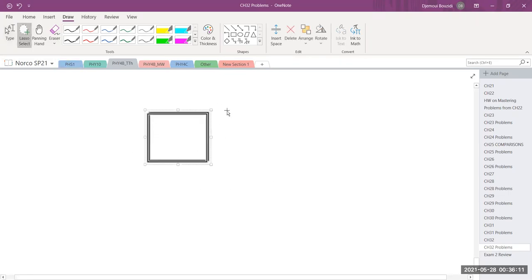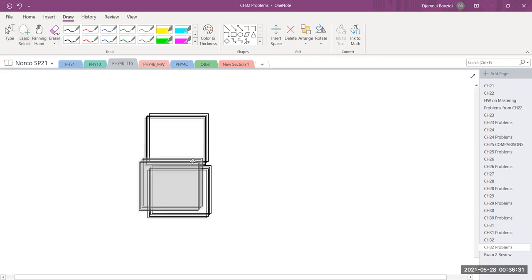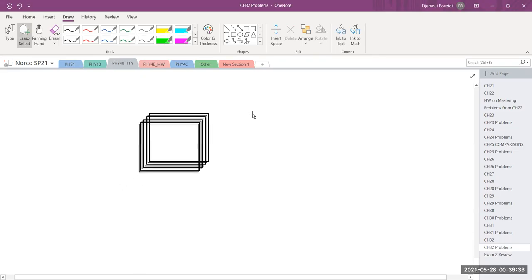Lasso tool. Control C, Control V. Just to mimic the fact that we have so many loops in here. And the last one I'm going to do. So you have a bunch of wires basically wrapped around in a certain geometry where this size in here is A. And this too is A.